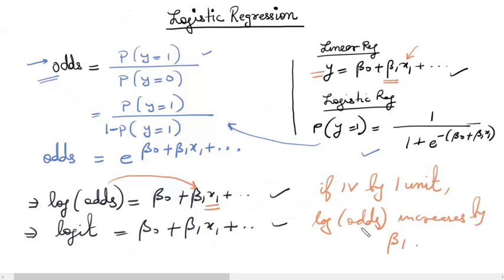What is log of odds? Log of odds is log of this quantity. Odds is the probability of the event happening divided by the probability of the event not happening. This is how we interpret the coefficient values in case of logistic regression.